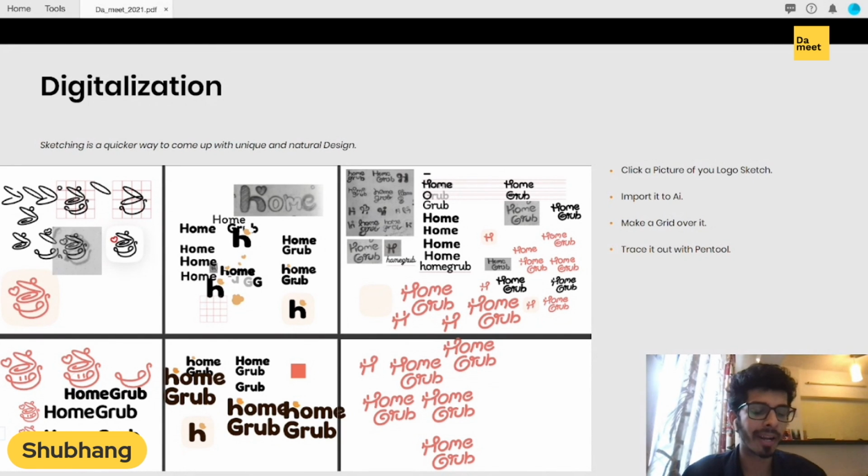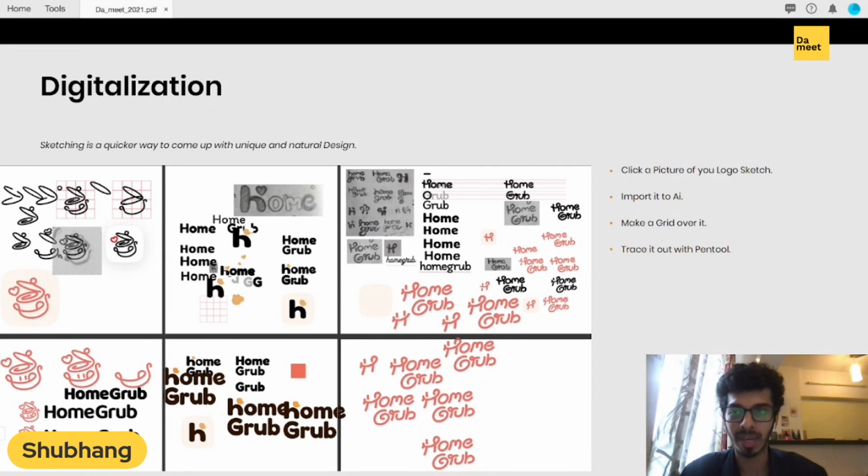So basically, what I do over here is from all the sketches, I pick the best sketches which I like. I click pictures of those sketches, and then I start tracing over these sketches with the pen tool. I make a grid over it. Then I start making basic traces over these sketches. You can see these examples over here. So that keeps on happening until I get a proper output. I keep on remaking it again and again. As you can see, you can see so many options over here on the screen.